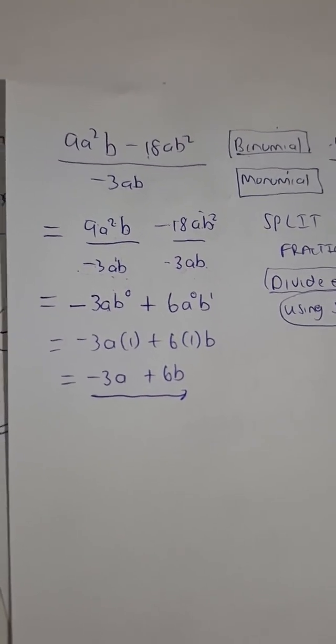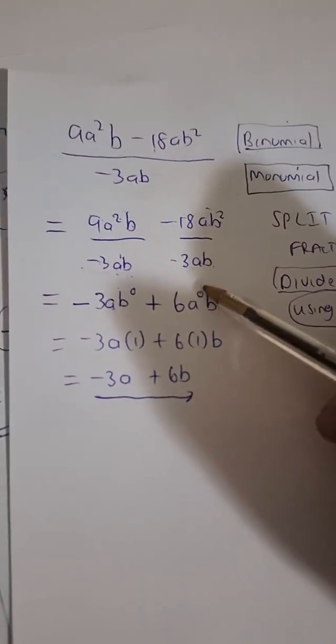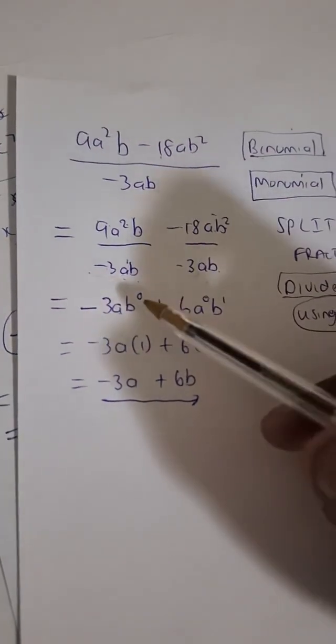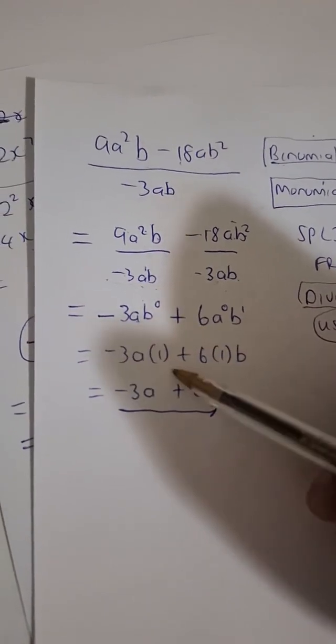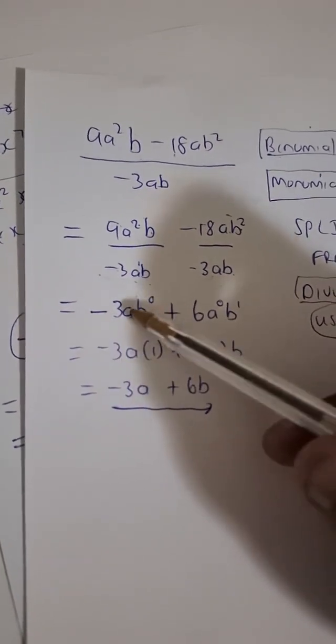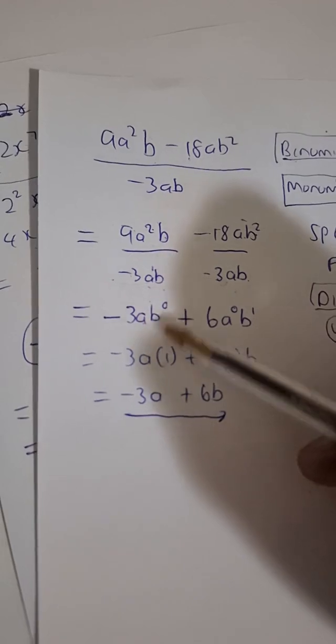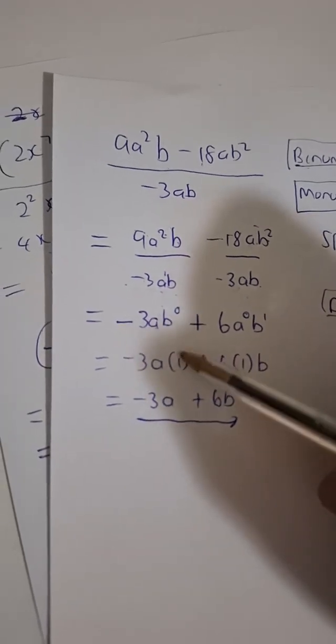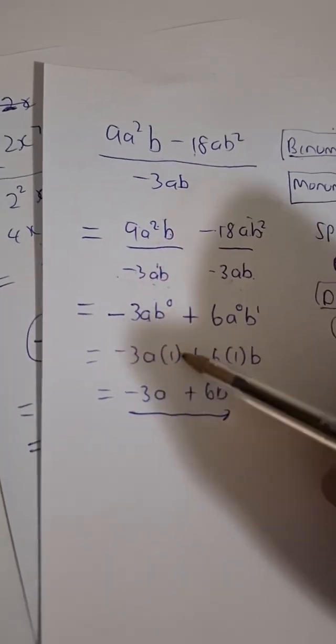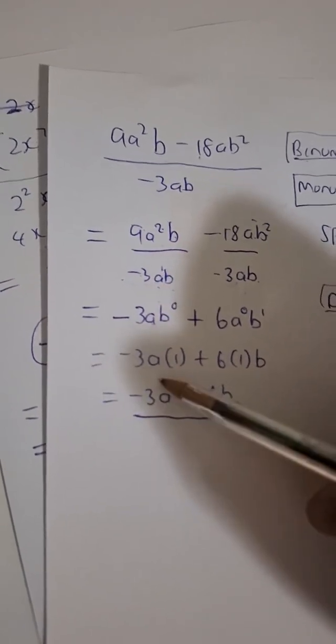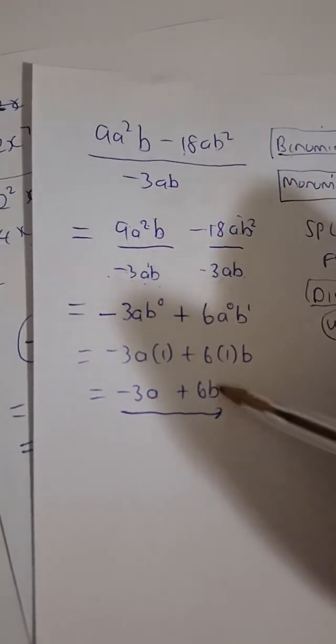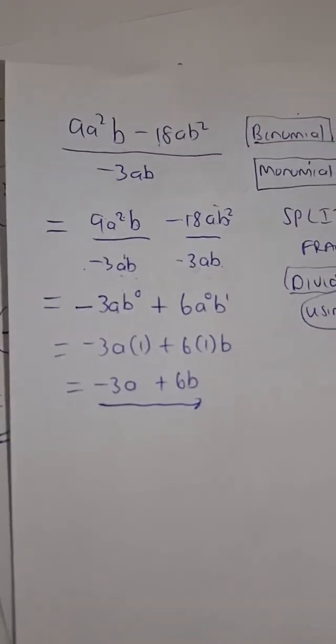Okay. Any base raised to the power 0 is 1. So the relationship between 3a and b is multiplied. That's why I put brackets and I put the 1. Negative 3a times 1 gives me negative 3a. And then 6 times 1 times b gives me 6b.